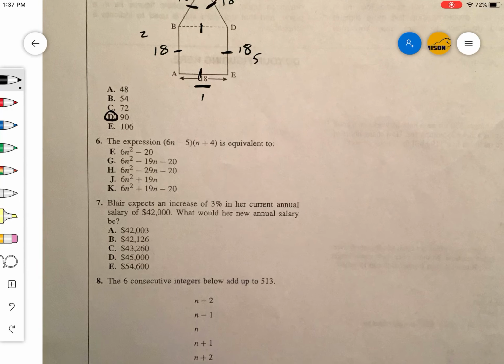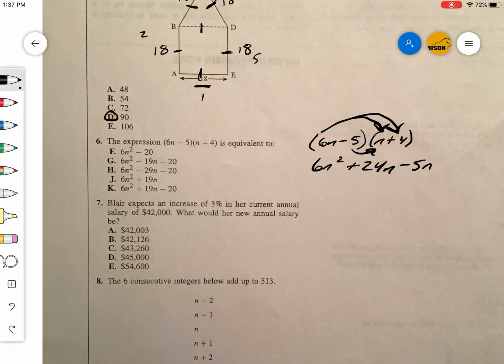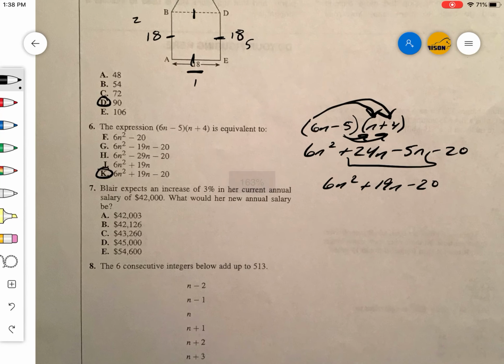The expression. Oh, so we have to do a little bit of foiling here. Let me move it out to the side so we can foil. 6n minus 5, n plus 4. So I'll foil 6n times n, which would be 6n squared. I'll do 6n times 4, so that's 24n. I've got negative 5 times n is minus 5n, and then negative 5 times 4 would be minus 20. I have to combine these two like terms in the center. So 6n squared, I've got 24 minus 5, so that should be plus 19n, and then minus 20. Let's see if that's an answer choice. It looks like it is K, 6n squared plus 19n minus 20.